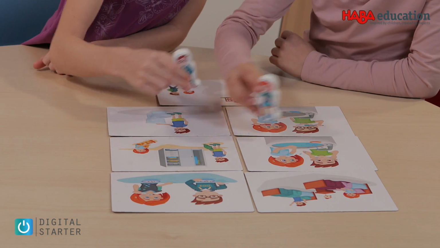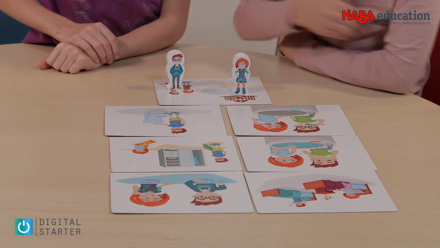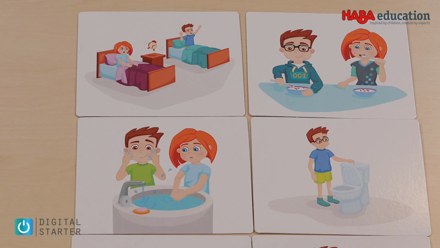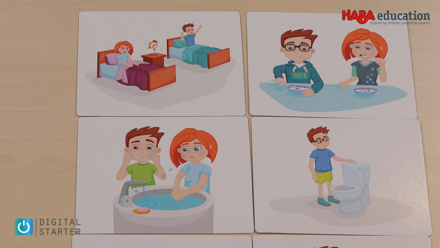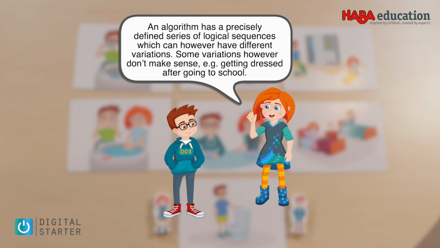Are they in correct order? Are there several different solutions? For example, if the twins have their breakfast before they get dressed. An algorithm has a precisely defined series of logical sequences, which can, however, have different variations. Some variations, however, don't make sense. For example, getting dressed after going to school.